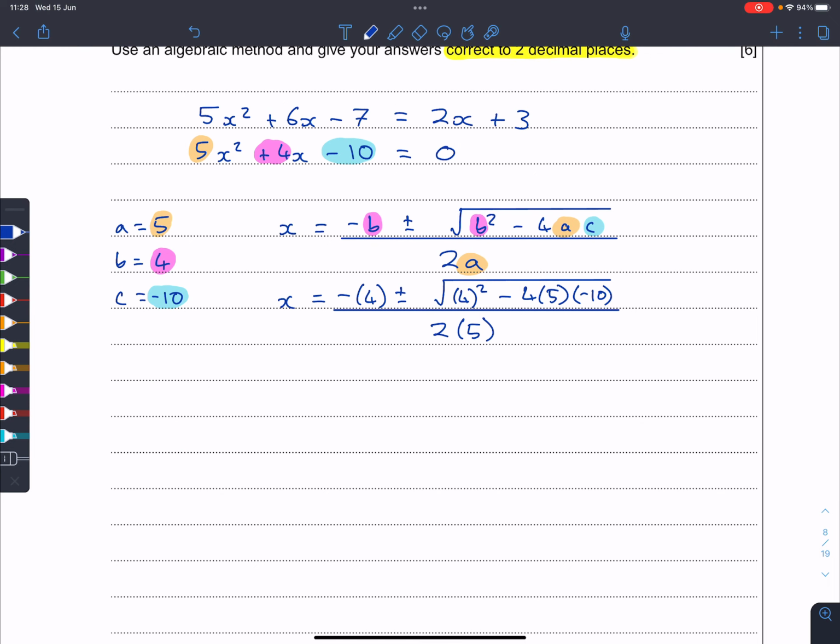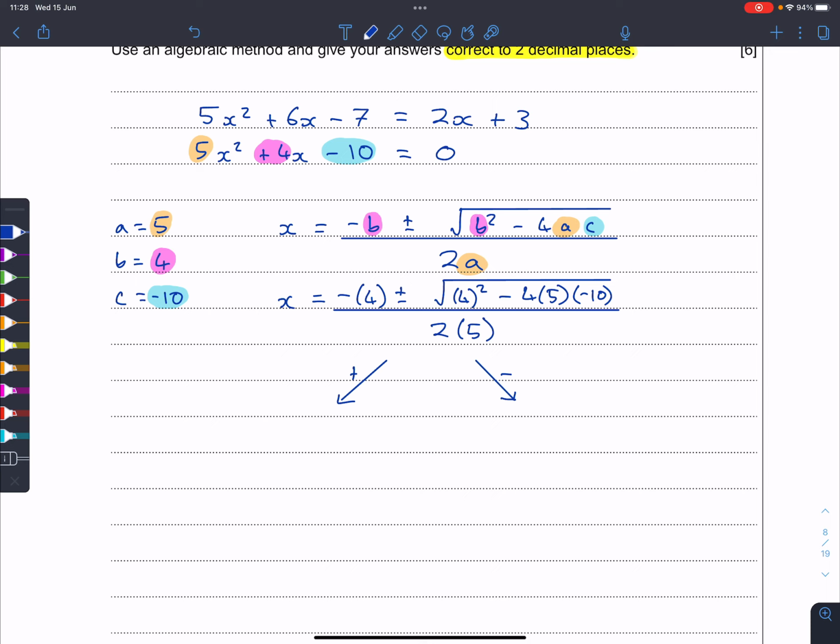Now I can put all this straight into the calculator, one with a plus sign in, and then another one with the minus sign in. So let's go to my calculator. I have negative 4, plus the square root of 4 bracket squared minus 4 bracket 5 bracket negative 10, all over 2 bracket 5.